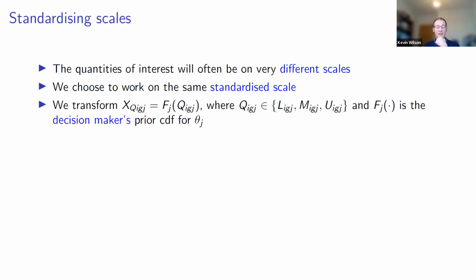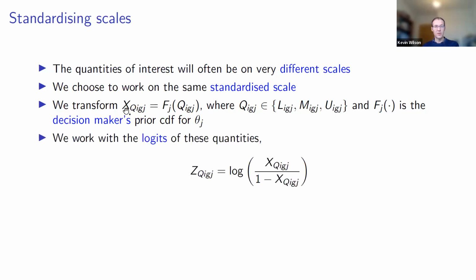So in order to do that, we use an idea that Simon developed with Michael Wiper in the 1990s, I think. And the idea here is that we take the quantiles specified by the experts and we transform them using the CDF of the decision maker. So we take the CDF of the decision maker at that quantile and call that value X. And that transforms these quantiles from whatever scale they were on originally to being between 0 and 1. So all of the X's will be between 0 and 1. So now they're all on the same scale.